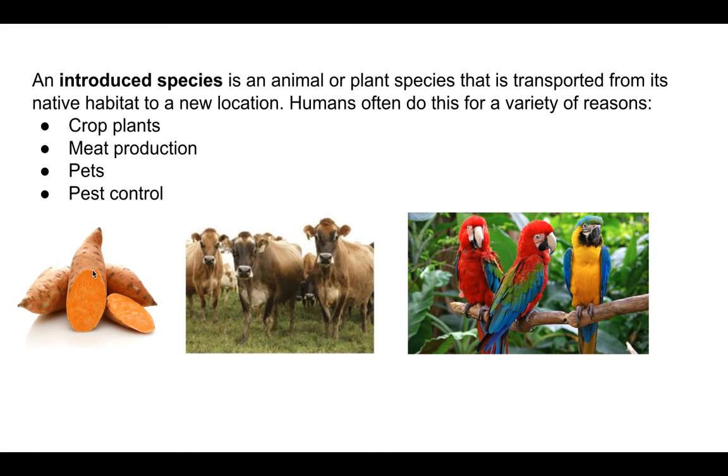This includes meat species like cows or sheep. Sometimes we bring pets with us, right? People say, oh, I really want to have this kind of tropical fish, or this kind of bird, or a cat, whatever. So we bring them over as pets.